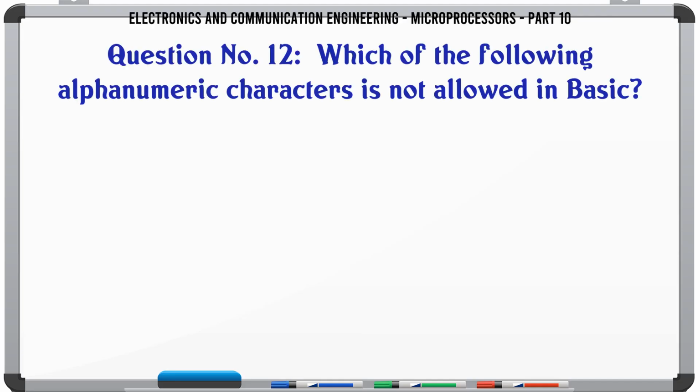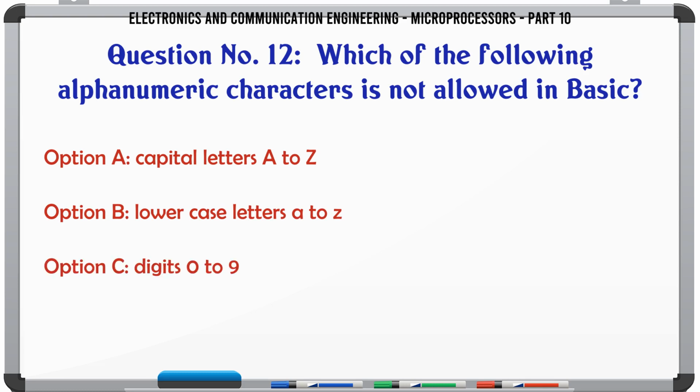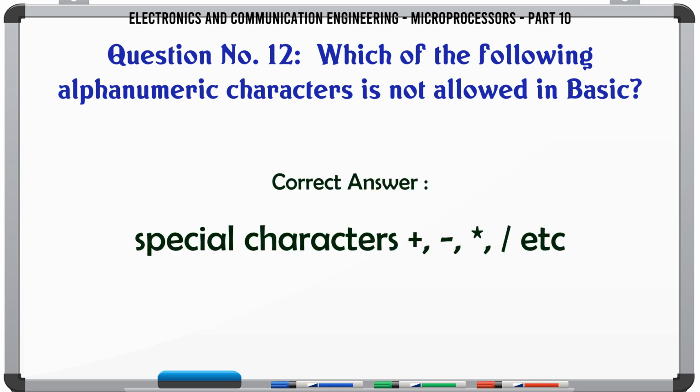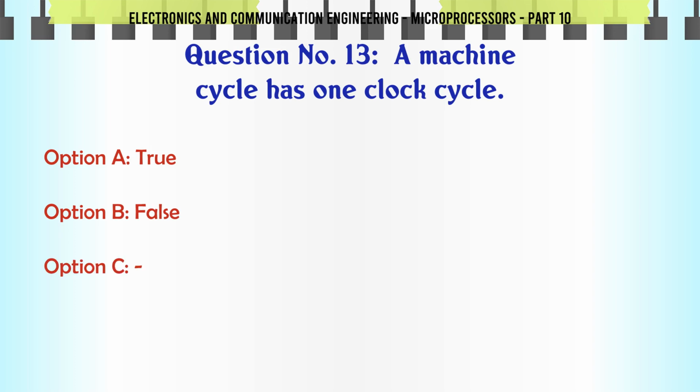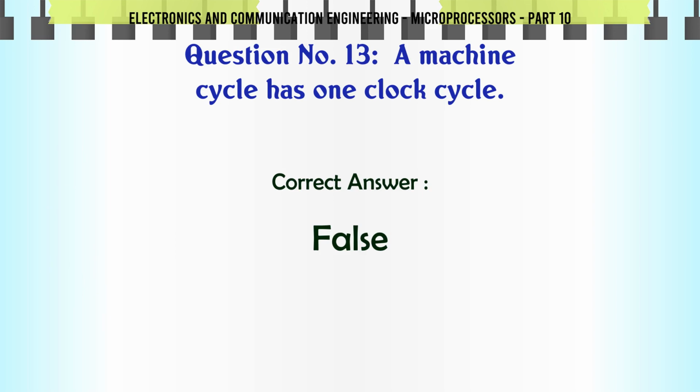Which of the following alphanumeric characters is not allowed in BASIC? A capital letters A to Z, B lowercase letters a to z, C digits 0 to 9, D special characters etc. The correct answer is special characters etc. A machine cycle has one clock cycle. A true, B false. The correct answer is false.